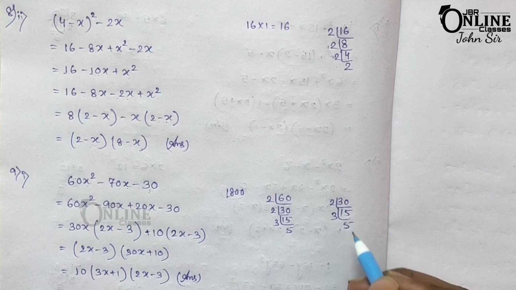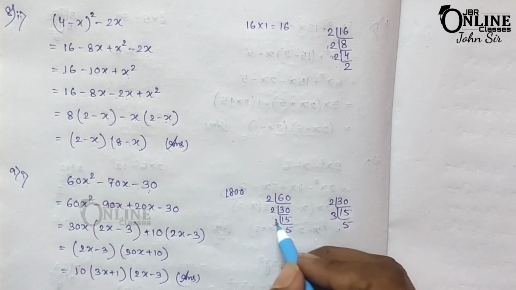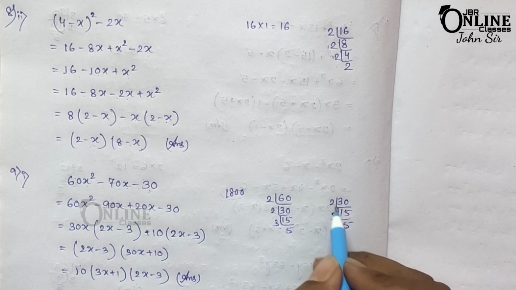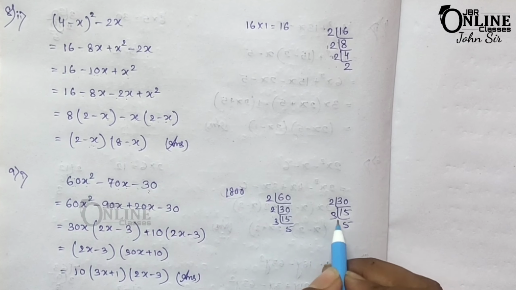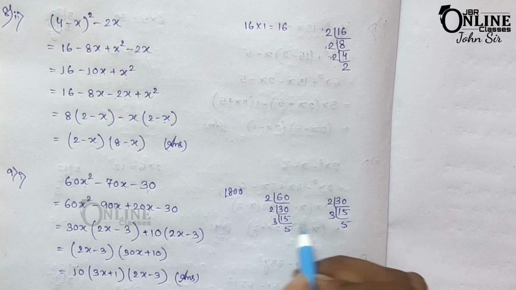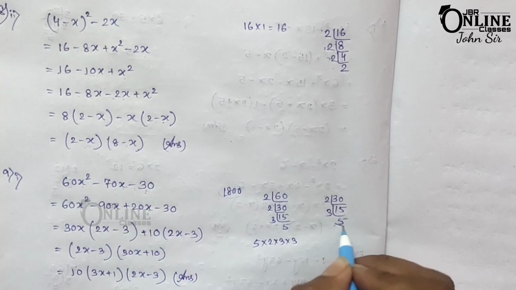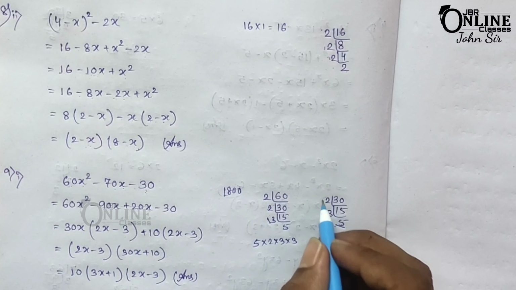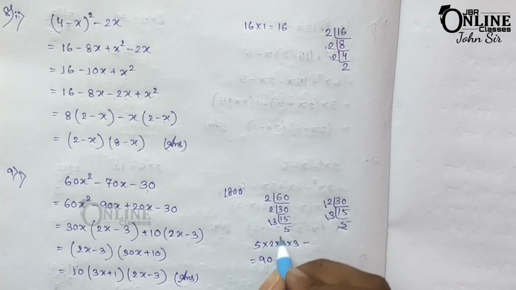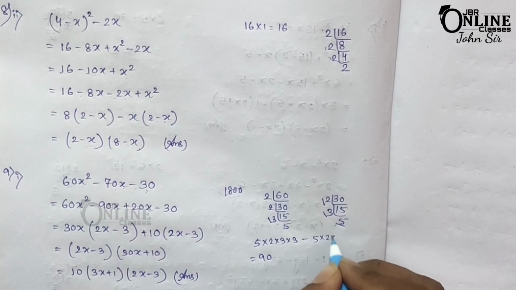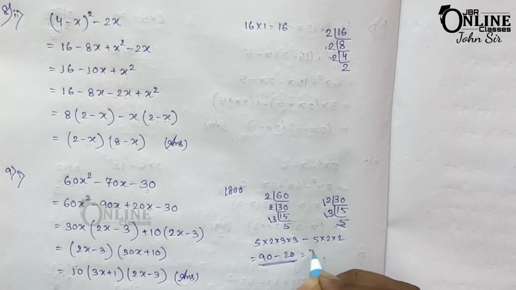Here we have 5, 3, 2, 5, 2, 3 and 3, 2. So 5 into 5 is 25, 25 into 3 is 75. No, I think here 5 into 2 is 10, and 3 into 3 is 9. So 5 into 2 into 3 into 3 becomes 90. And then the rest of the portion is 5, 2, 2, so 5 into 2 is 10, 10 into 2 is 20. So 90 minus 20 becomes 70.